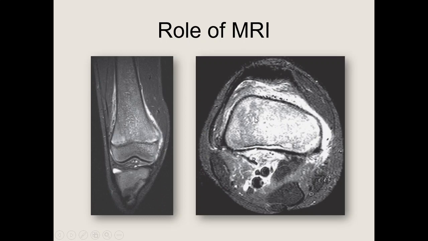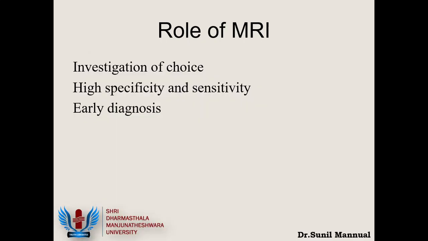The same thing in another view, this is how it would look. This is an axial view and this is a coronal view. Now what you need to understand is that MRI is the investigation of choice because of high specificity and high sensitivity. Also the MRI will help us to make a very early diagnosis.